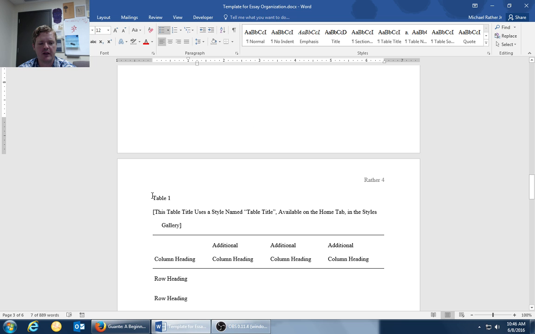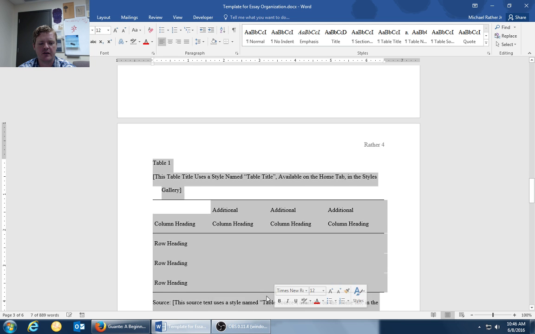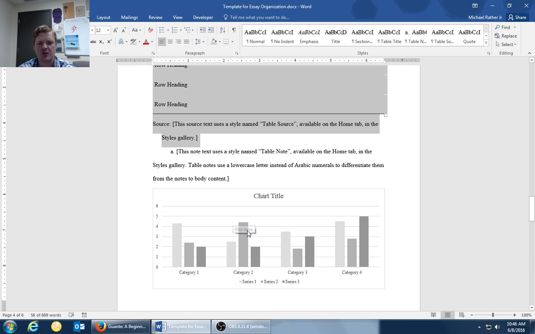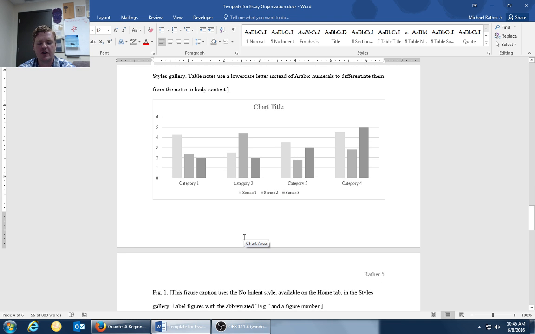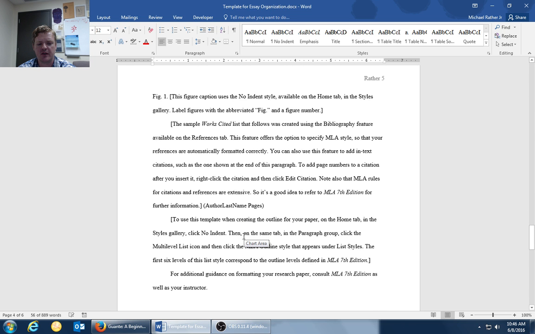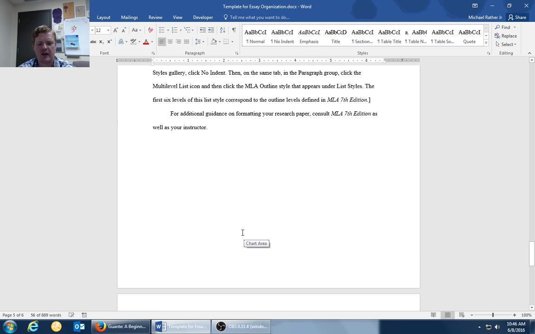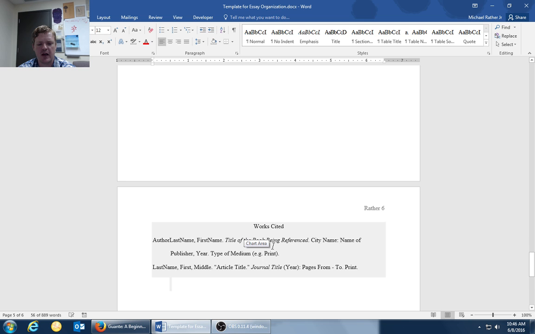Now, on this template that I've saved, it has some other data that is useful for you, how to integrate tables and charts and graphs. I want you to start doing that as part of your examples, because some of the stuff that you're going to be writing about will have a table or chart or a graph, and you'll need to cite that. It also shows you how to do the works cited page.